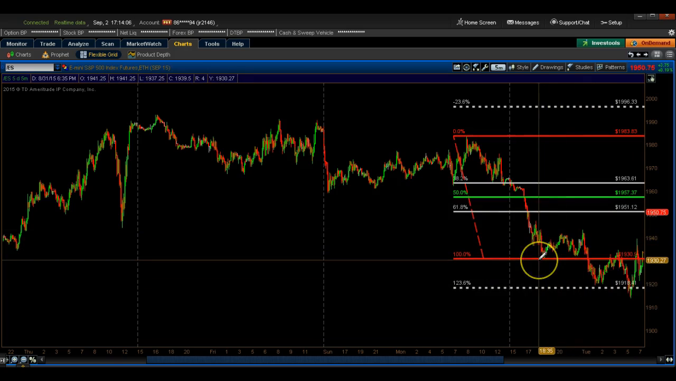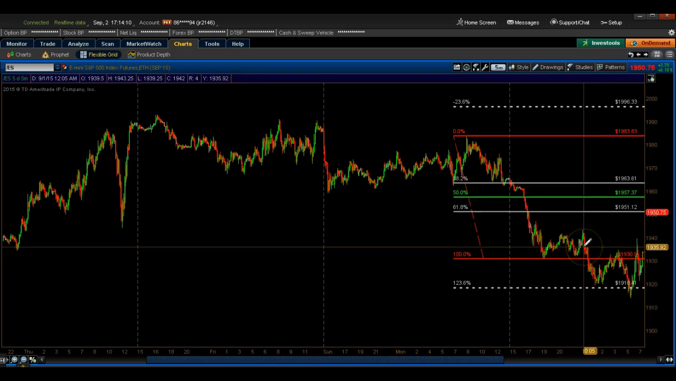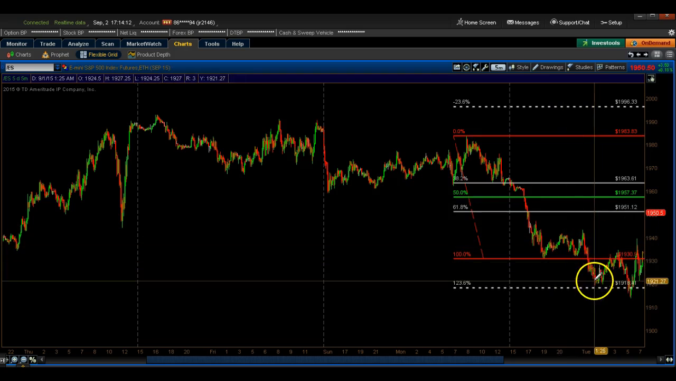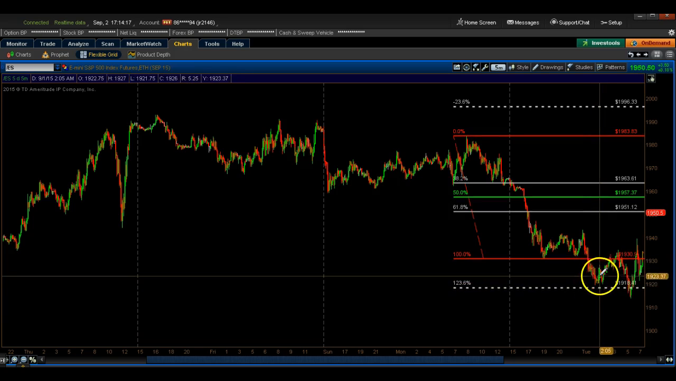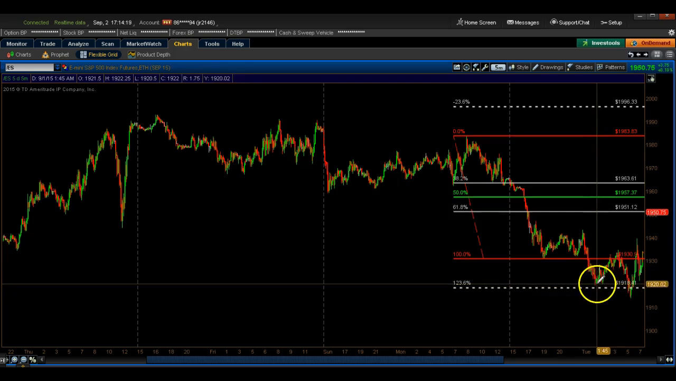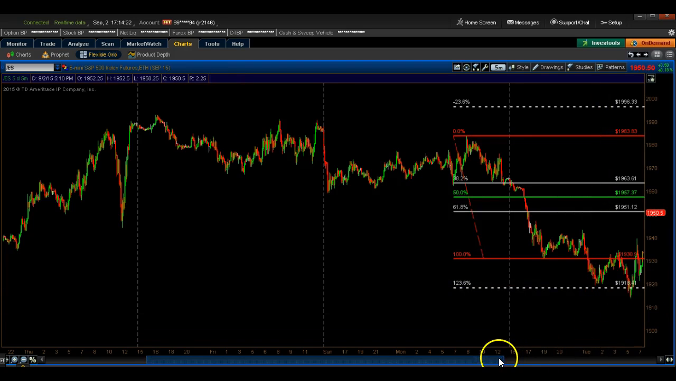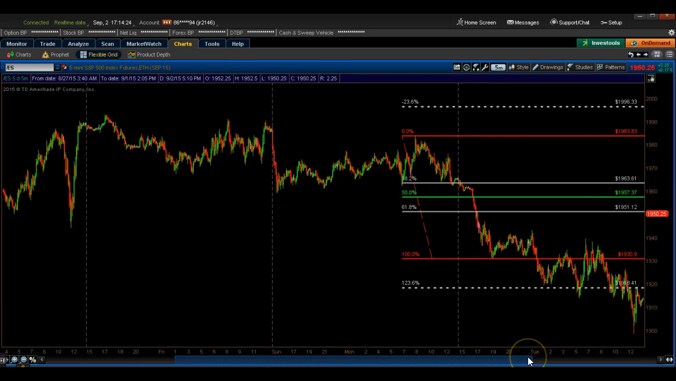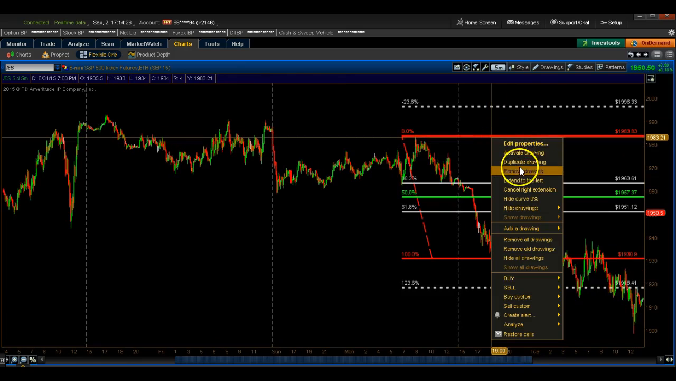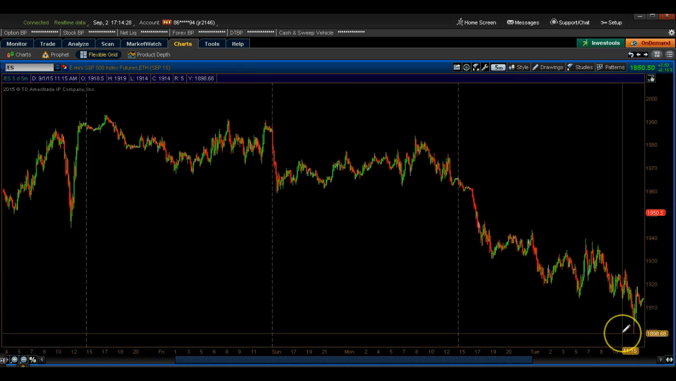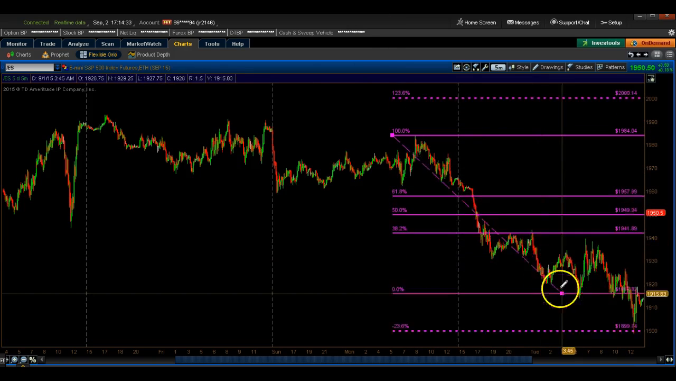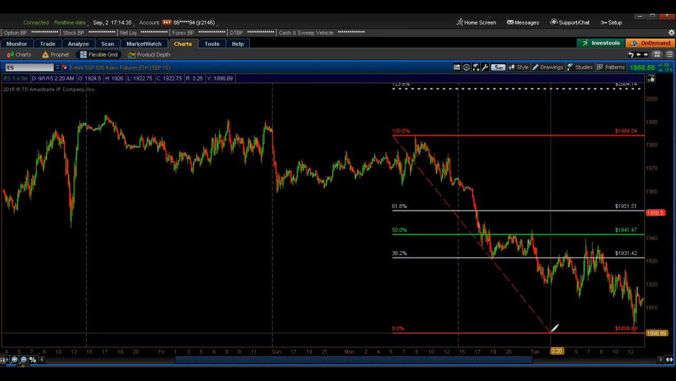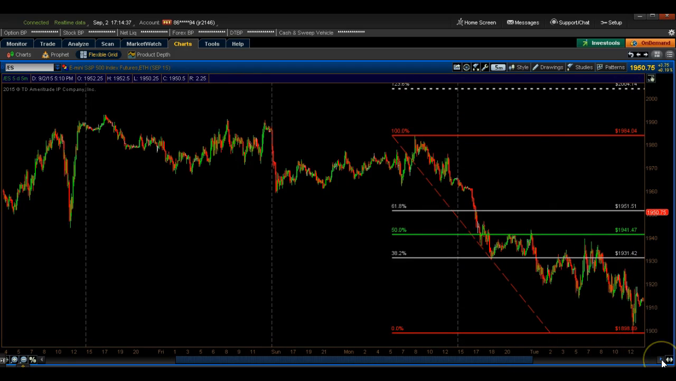I don't like to personally play the breakdown because a lot of times you can have false breaks. What I like to do is look for the counter trend bounce. I want to be a buyer down at these levels. So let's redraw this. Now we have a significant low and a significant high, so I'm going to redraw these trend lines. And now let's see what price does.